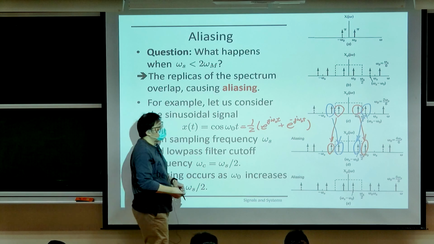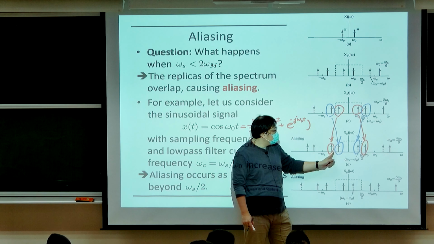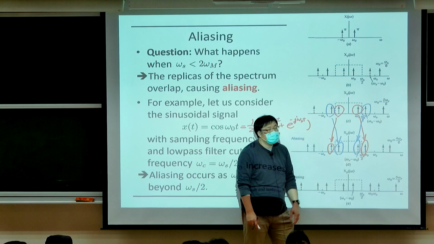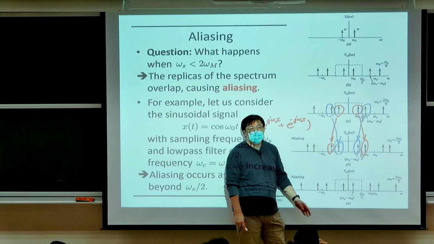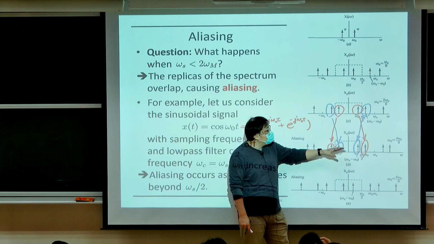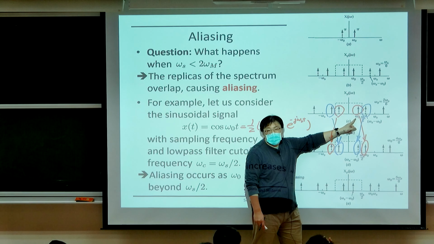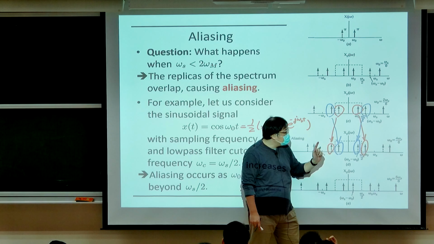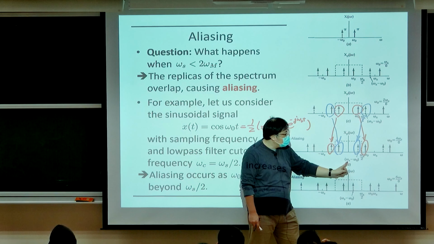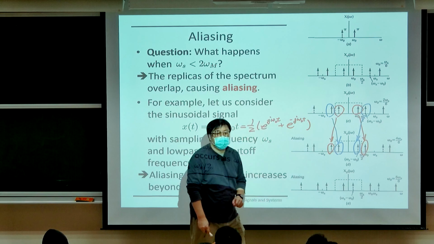So now when you impose a low-pass filter on this signal xp of t, what do you get? You no longer get a sinusoid of frequency omega naught. Instead, now you get a sinusoid with frequency omega s minus omega naught.